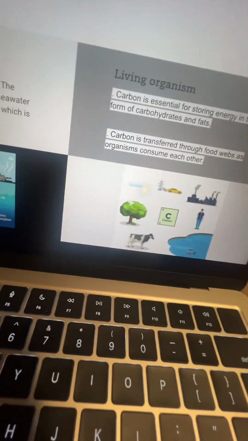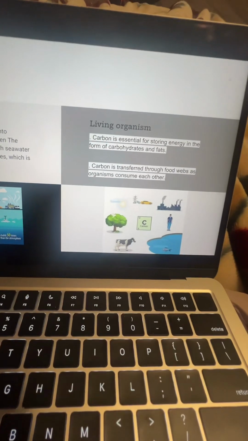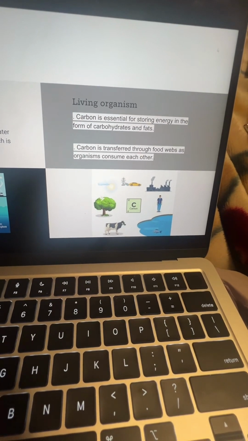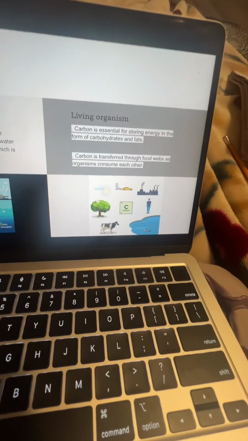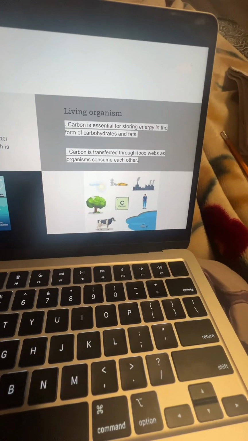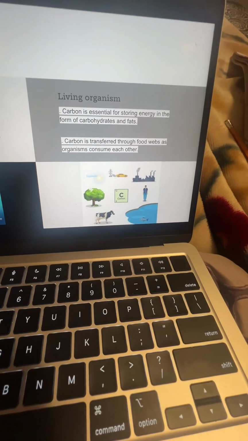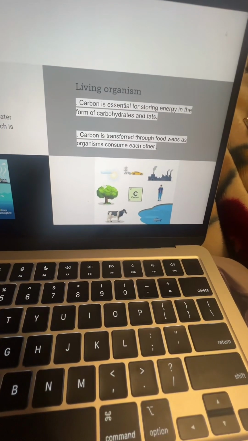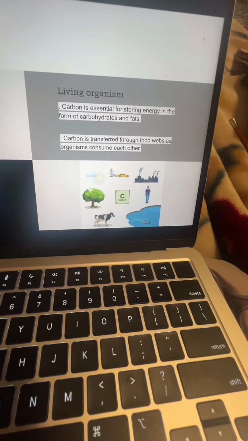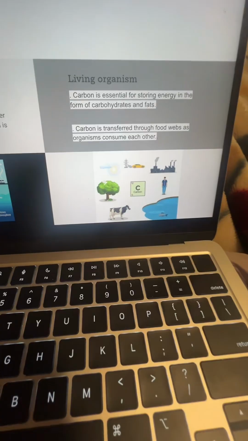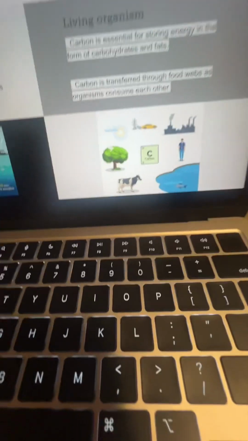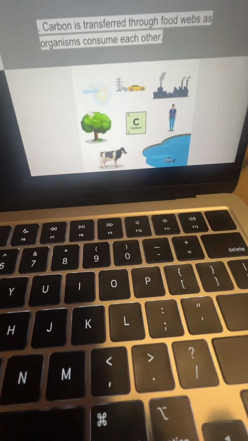Living organisms. Carbon is essential for storing energy in the form of carbohydrates and fats. Carbon is transferred through food webs as organisms consume each other. Okay, so here's a picture explaining that. Okay, so moving to the next slide.